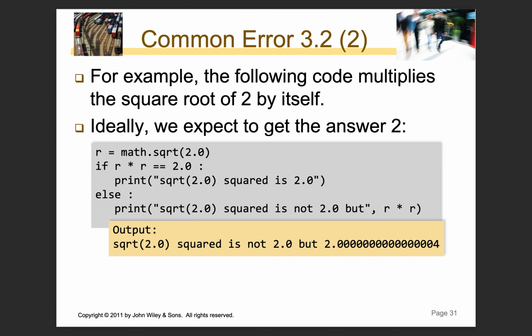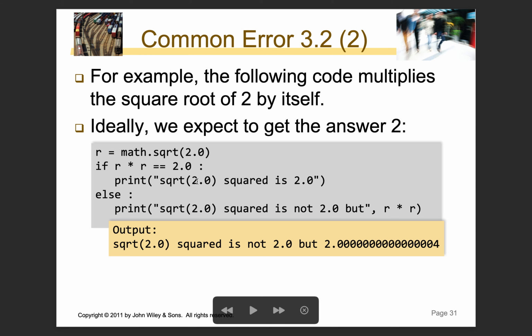So for example, the following code multiplies the square root of 2 by itself. Ideally, we'd expect to get the answer 2. So we have r equals math.sqrt(2.0), so we square root 2. And then we have an if statement which says if r times r is the same as 2, and if you take the square root of 2 and multiply it by the square root of 2, you should get 2.